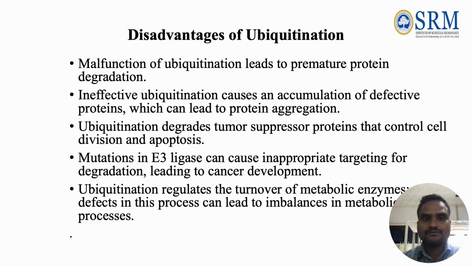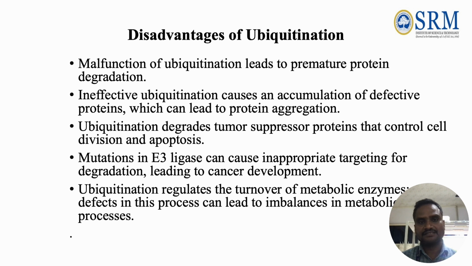What are the disadvantages of ubiquitination? Ubiquitination is a highly regulated process, but when it fails or malfunctions, it can lead to various problems, including premature degradation of essential proteins or accumulation of defective proteins. Ineffective ubiquitination can lead to buildup of damaged or misfolded proteins, which may form toxic protein aggregates.